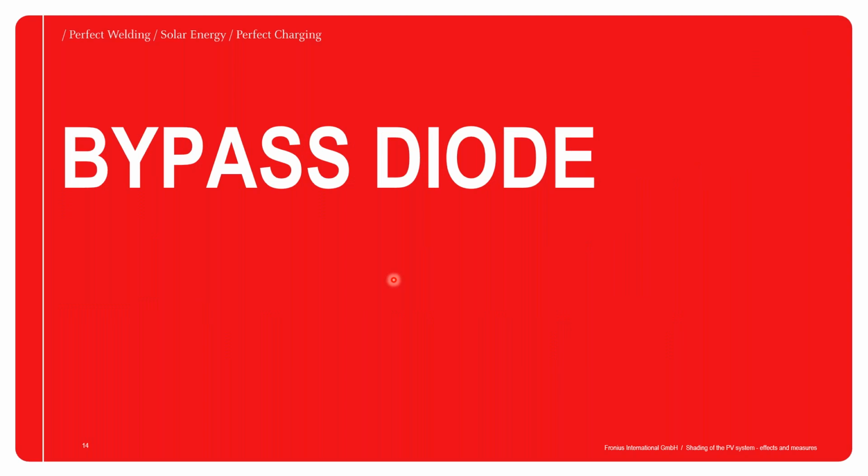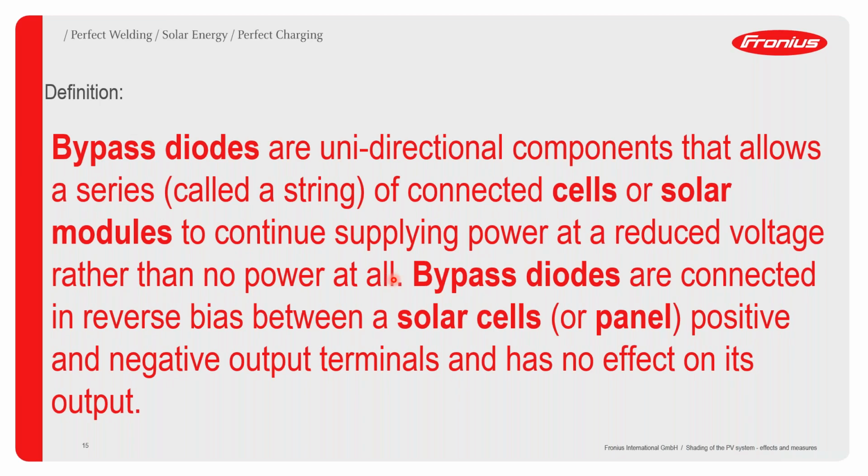So we would now go to the bypass diode, which is a component that plays a very, very important role when it comes to mitigation of shading. So basically, we'll start with the definition of the bypass diode. These are unidirectional components that allow a series, or sometimes called a string, of connected cells or solar modules to continue to supply power at reduced voltage rather than no power at all. So these bypass diodes are connected in reverse bias mode between the solar cells, that is positive and negative output terminals, and have no effect on its output.